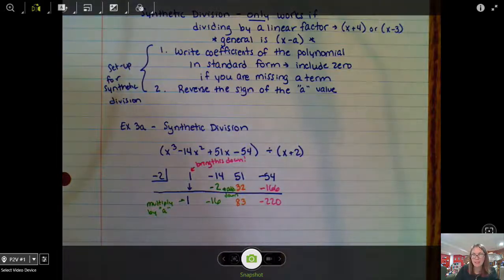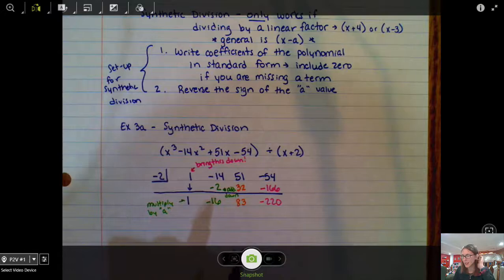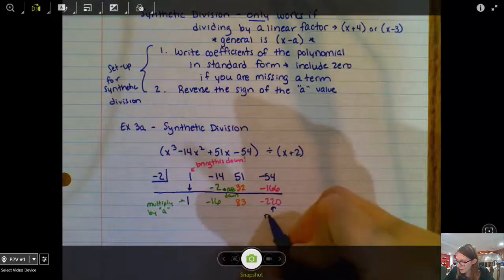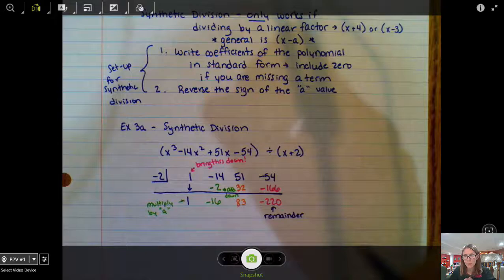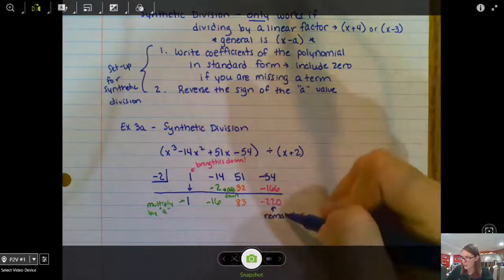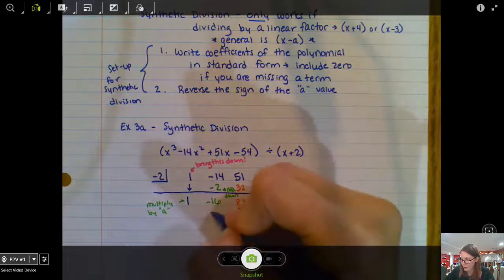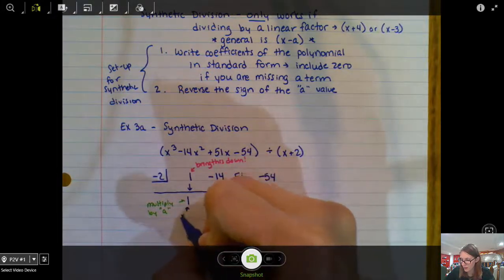Now, how to put these pieces together? I end up with these 4 numbers. Who knows what they mean? This is what it means. This last number here tells us what our remainder is. And then we build up from there. This is our remainder. This is how many 1s we have left. This is how many x's. This is how many x squareds.